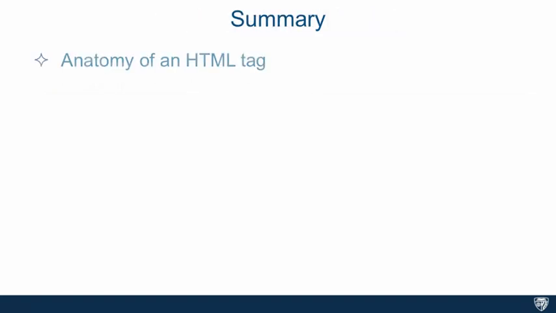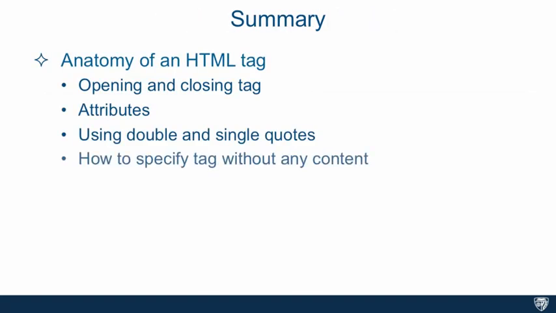So in summary, we went over the anatomy of an HTML tag, the opening and closing tags, and the fact that it can have attributes describing the tag itself. Remember, you can use double and single quotes interchangeably. Just make sure that if there are actual quotes in the value of an attribute, you close them in the opposite order from the way you opened them.